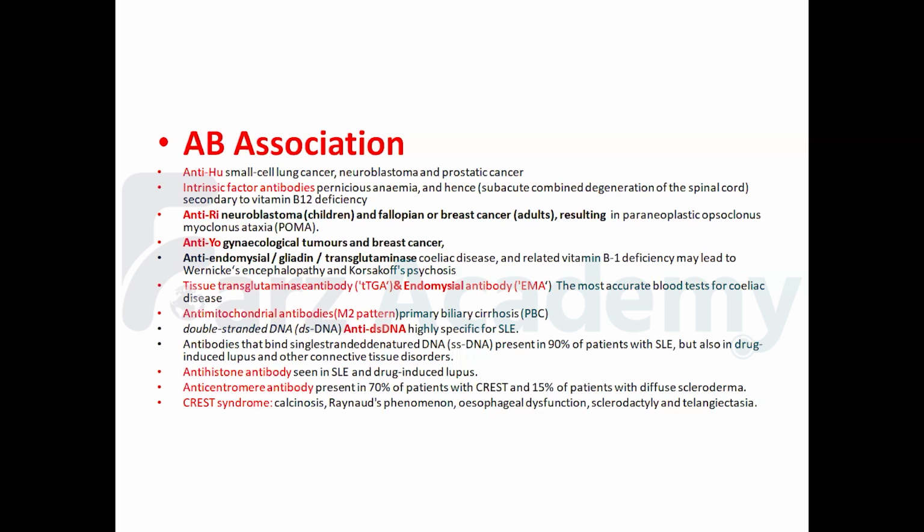Anti-centromere antibodies are present in 70% of patients with CREST scleroderma and 15% of patients with diffuse scleroderma. So what does CREST syndrome mean? It means calcinosis, Raynaud's phenomenon, esophageal dysfunction, sclerodactyly, and telangiectasia.